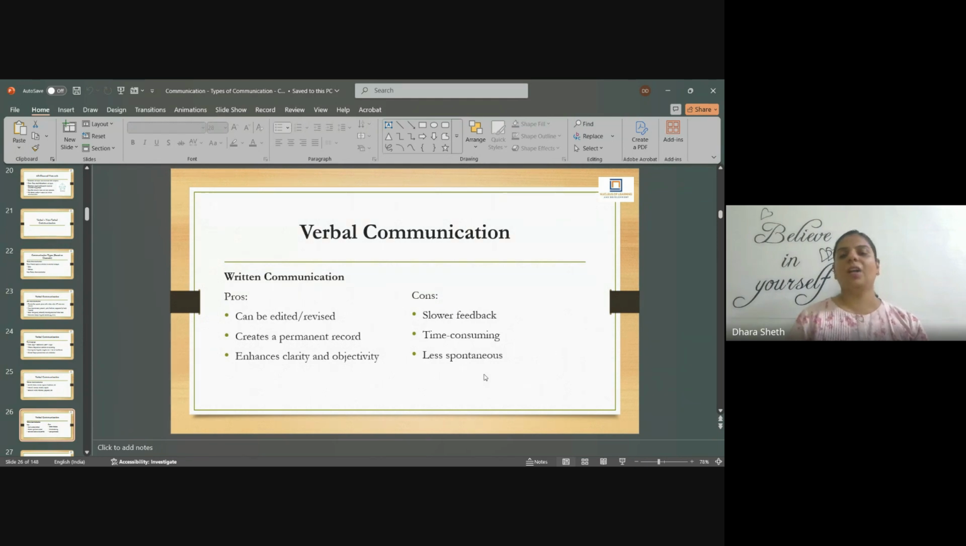The pros of written communication are that it can be edited, revised, and corrected before sending out, it is a permanent record, and it enhances clarity and objectivity. You write something, you ask someone, look at this draft, is it okay? You make the changes. After 4 or 5 drafts, you finally create a good piece which can go permanently on record. The cons are slower feedback.